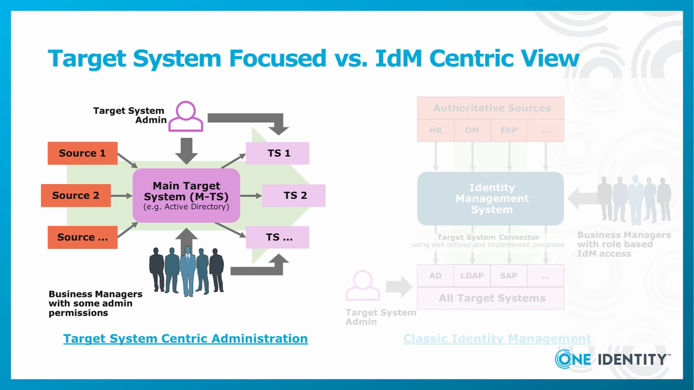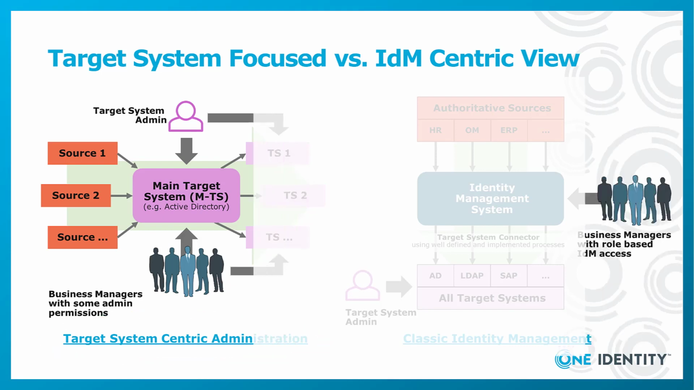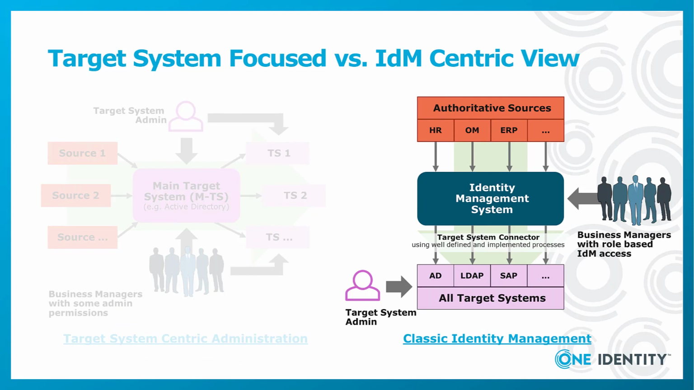Very typically, for that main target system there exists as well a target system admin, like for the other systems. And these admins are the technical experts who do the main management which is necessary. Additionally, in companies there exist as well the business administrators. These are people from the business without a technical background, and they do have dedicated permissions just to do something in the main target system. This is, again, what we name the target system-centric administration, and in opposition to that exists, on the other hand, on the right side, the classic identity management approach.